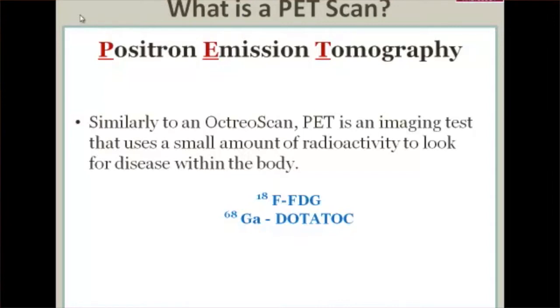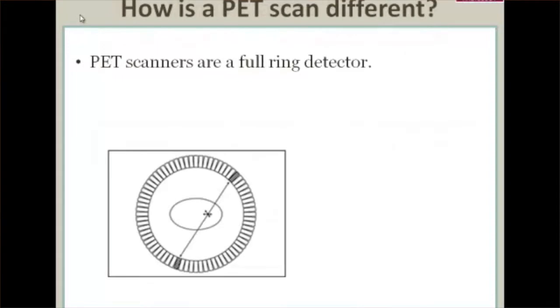And there are 2 types of studies that we do. There are 2 types of radioactivity that we inject into patients. One is FDG, and the second big one is DOTATOC. There are cousins to DOTATOC, but I'm going to be talking primarily about DOTATOC today. So how is a PET scan different, right? Because we need to know, well, what do you mean by this?